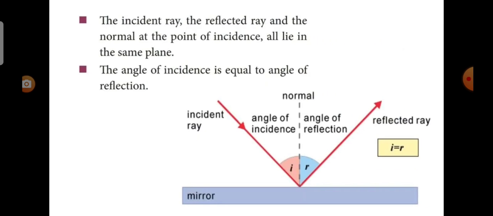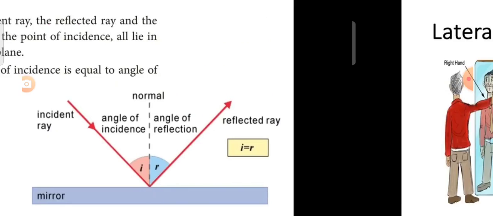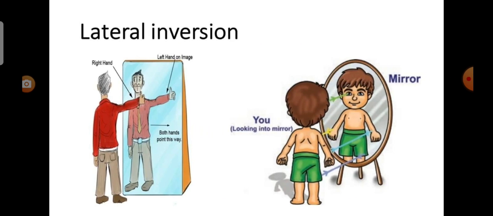We saw the laws of reflection. The incident ray, the reflected ray, and the normal at the point of incidence all lie in the same plane. The angle of incidence is equal to the angle of reflection. Next we see about lateral inversion.